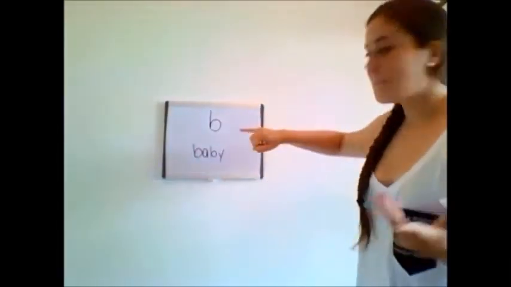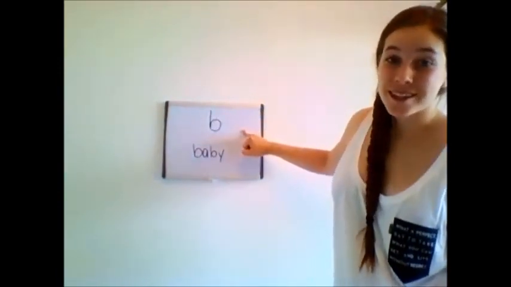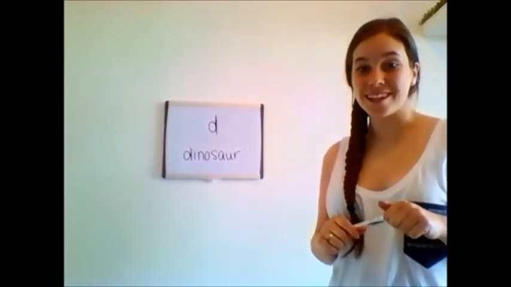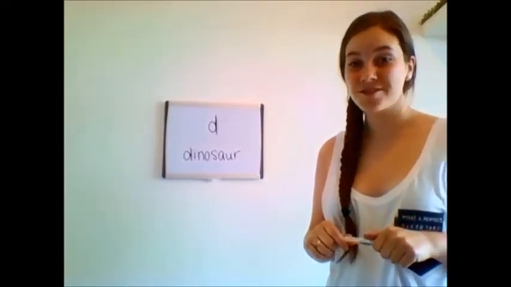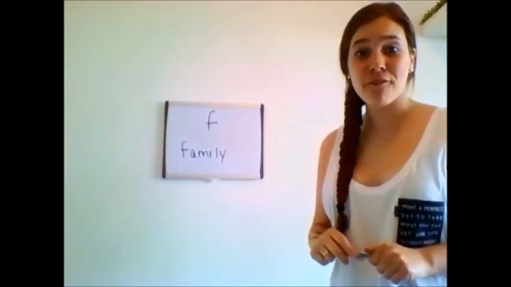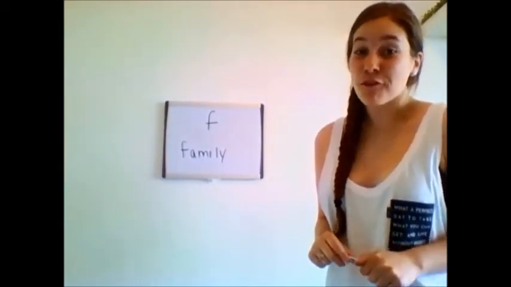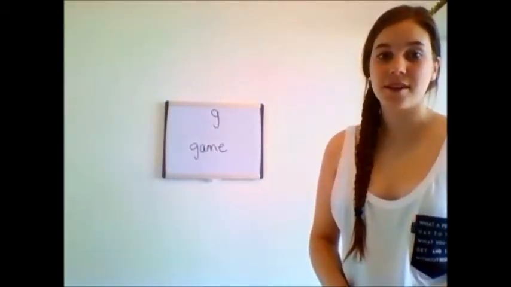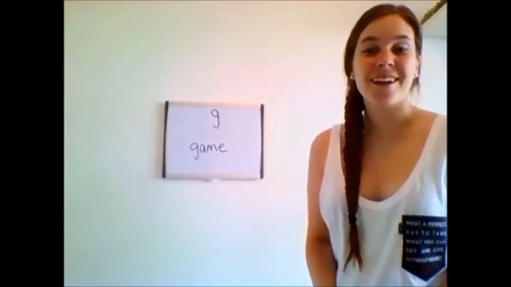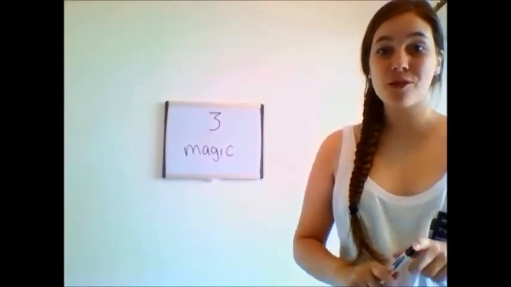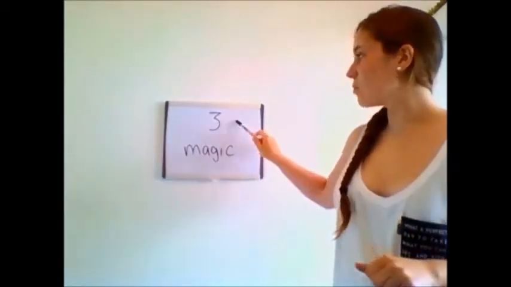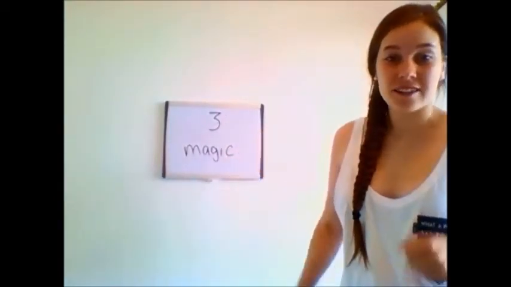So let's start with B. It's a B sound. You find it in baby, like in English. Then you have D, like dinosaur. And there's F, like family. G, like game. Okay, this symbol is different from a typical letter we see. It represents J, like magic.